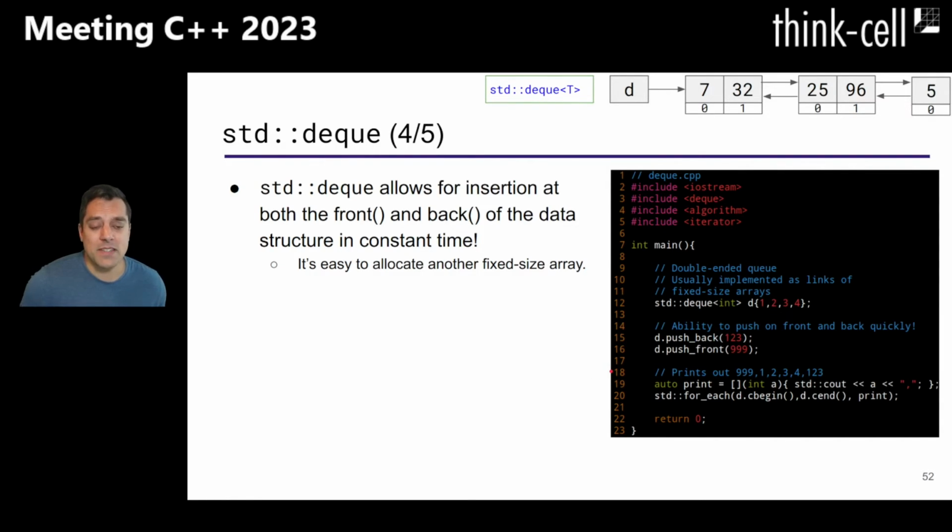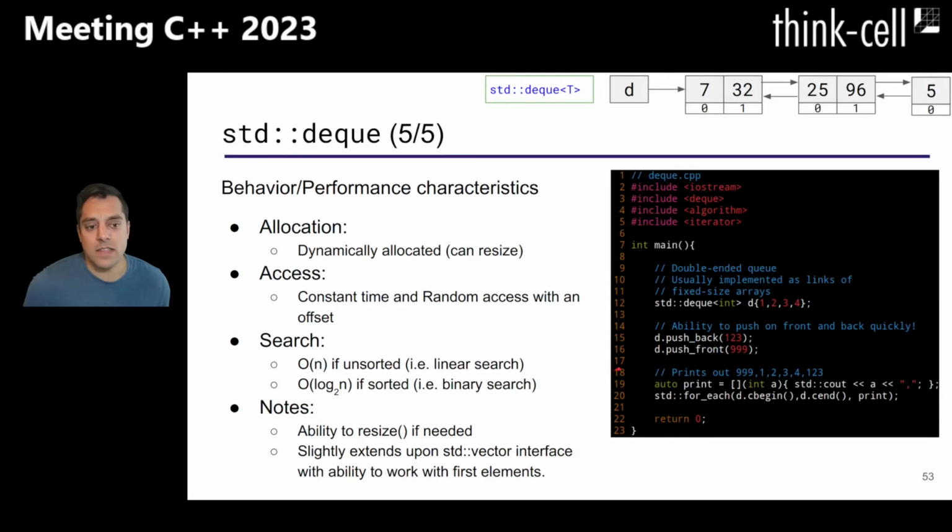Now I will tell you with the deque, in the middle of the deque, we still have to be a little bit careful with our insertions, but at the front and the back, we can do quick insertions. So again, it's a resizing data structure. We get the random access that we enjoyed previously, and the search times stay the same based off if it's unsorted or sorted.